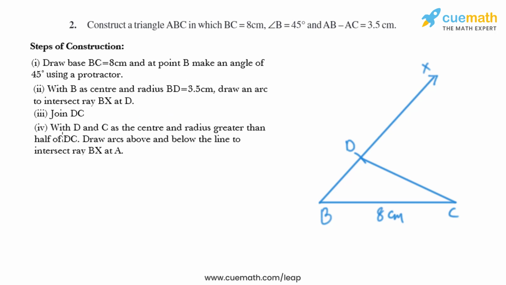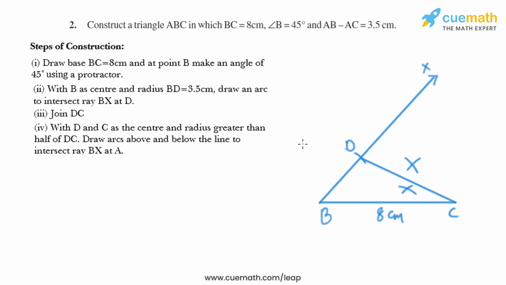Now in the next step, with D and C as the center and radius greater than half of DC, draw arcs above and below the line to intersect BX at A. So we'll take the radius greater than half of DC and we'll put the compass at D and we'll draw an arc like this. Similarly, we'll put the compass at C and we'll draw an arc like this. The same thing we will do below the line. So we'll draw an arc like this and we'll draw another arc like this.